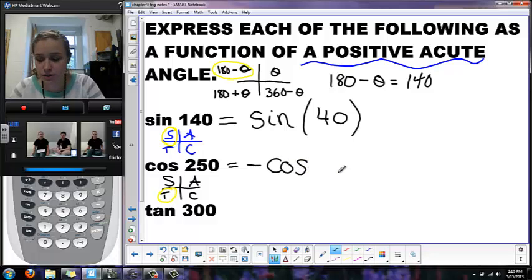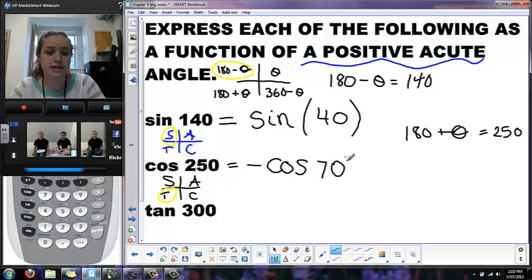And then I'm going to think to myself that in the third quadrant right here, we have 180 plus something gave me 250. So what was that something that I had to add to 180 to get to 250? That would be 70 degrees. So the cosine of 250 degrees is the same thing as negative cosine of 70 degrees. Alright?